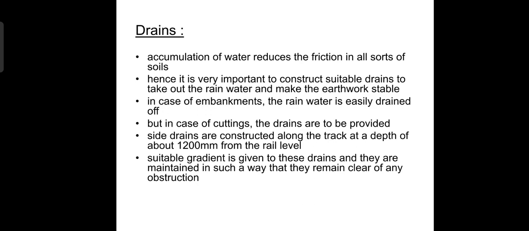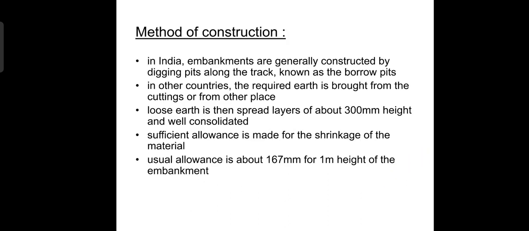Drains. Accumulation of water reduces the friction in all sorts of soil. Hence, it is very important to construct suitable drains to take out the rainwater and make the earthwork stable. In case of embankment, the rainwater is easily drained off, but in case of cuttings, the drains are to be provided. Side drains are constructed along the track at a depth of 1200 mm from the rail level. Suitable gradients are to be provided to these drains, and these are maintained in such a way that they remain clear of any obstruction.